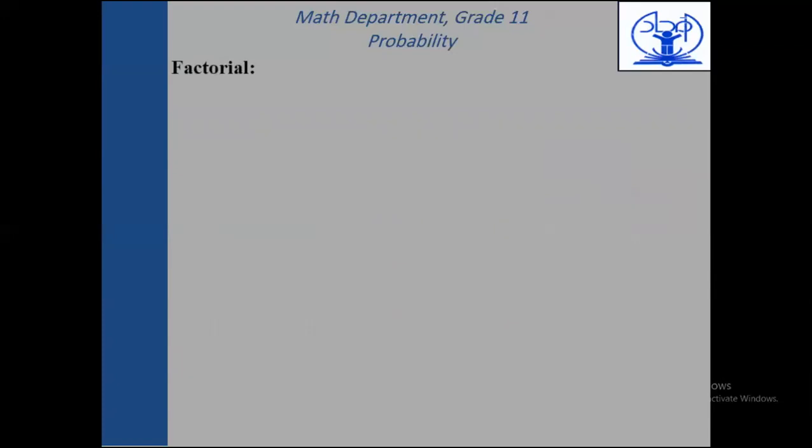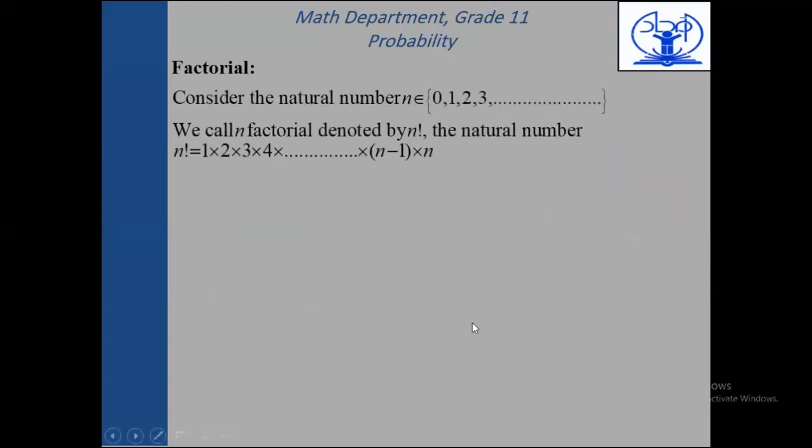Before we proceed to another concept, we need to introduce you to a mathematical notation. It's just a notation and not a concept. It's called factorial, so it's just a notation. Consider the natural number n, 0, 1, 2, 3, whatever. We call n factorial, denoted by n factorial, like this exclamation mark. And this is found there on your calculators. We'll see this in the next session.